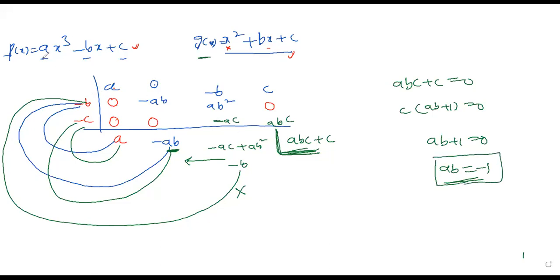Here the polynomial is ax cube minus bx plus c. But in the question they have given ax cube plus bx minus c. This is the question they gave. You will get here ab equal to 1. You try it once.